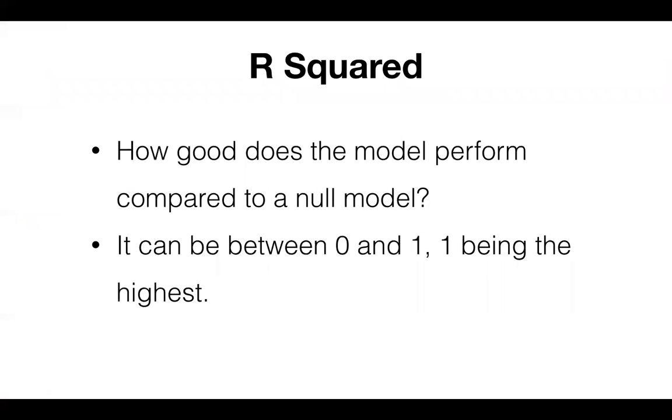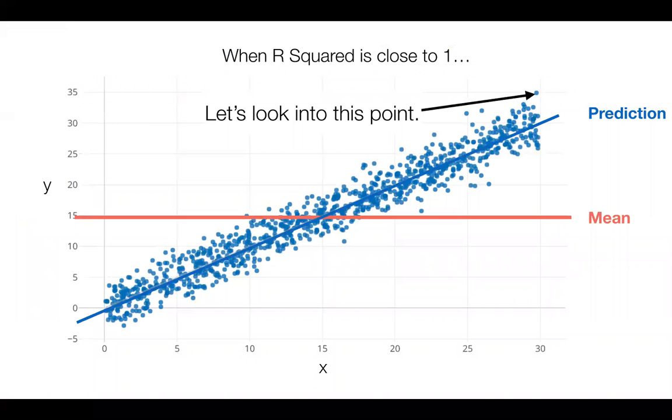This R squared is a metric to see how good this model is compared to the null model, or how well this model fits the given data, in this case, employee data. And it can be between 0 and 1. 1 is the highest.